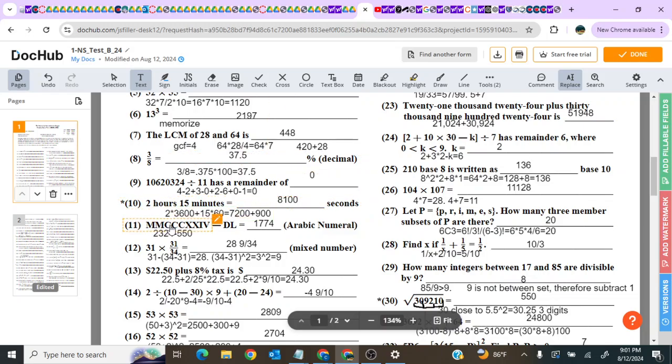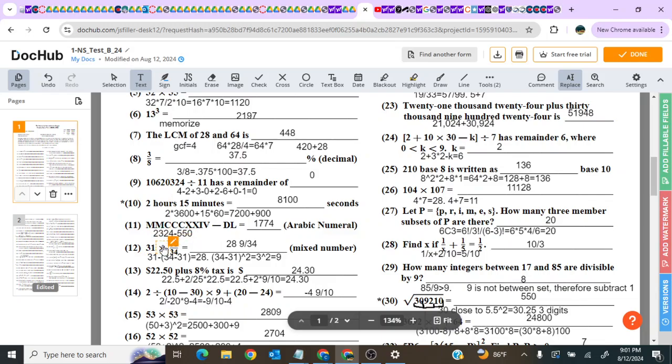11, Roman numerals. M is 1,000, C is 100, X is 10, V is 5, I is 1, and D is 500, and L is 50. Wow, they really have pretty much every single Roman numeral they can ask you. So 2,324, 5 minus 1, because the I is before it. So 2324 minus 550. It's a bit hard to do in your head, but if you do it, you get 1774.